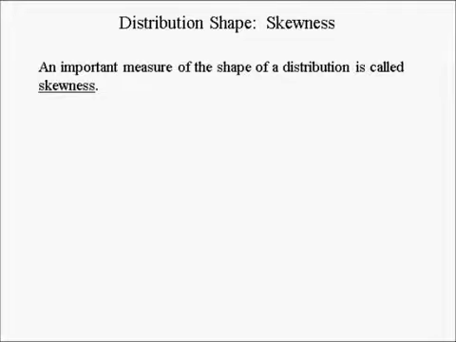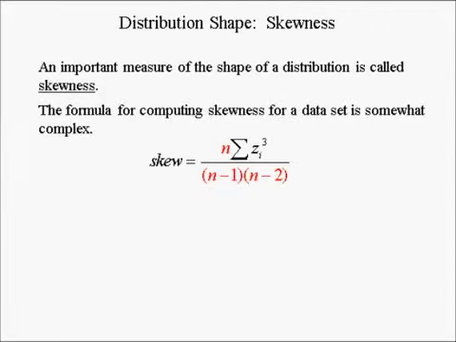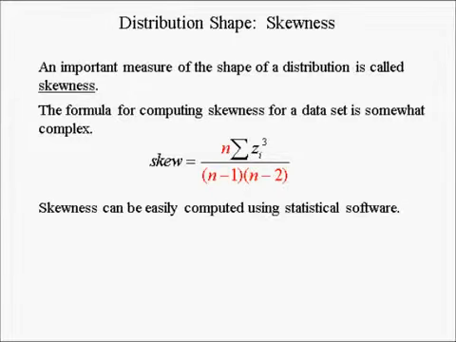A symmetric distribution will have a skew equal to 0. Left skewed distributions will have a negative skew, while right skewed distributions will have a positive skew. The formula for computing skewness for a data set is somewhat complex. Skewness is easily computed using statistical software. However, a skew is just the average, essentially, of cubed z-scores if the sample size is large.